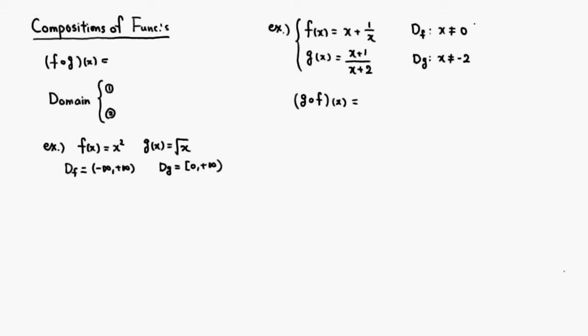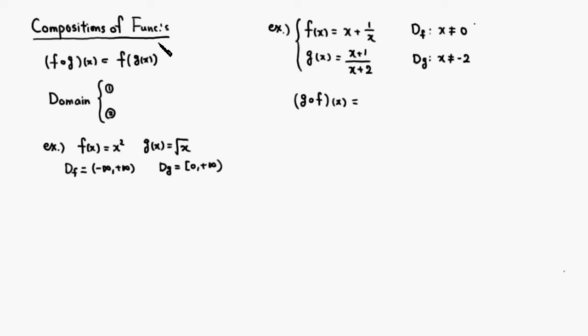Alright, let's look at the compositions of functions. The notation is f circle g, or f of g, which means that we plug g of x into the f function. So this is just going to be f of g of x. The interesting thing about this composition is finding the domain.